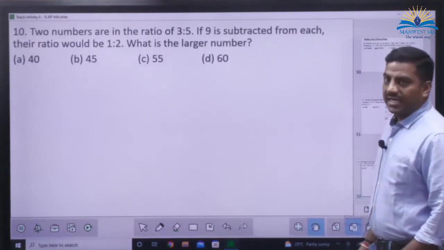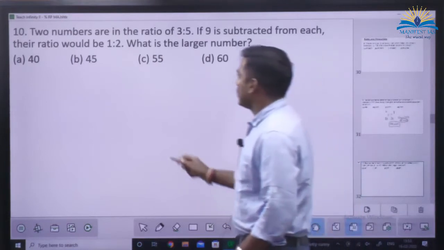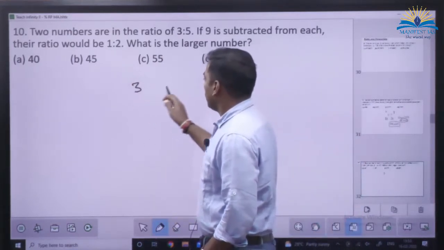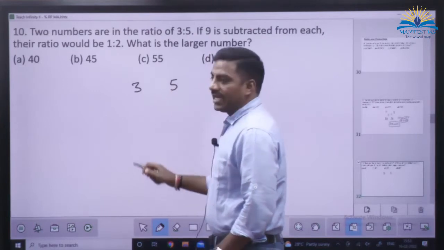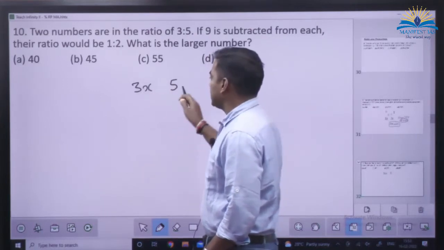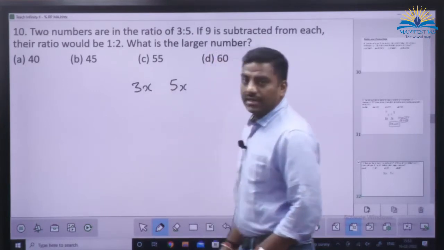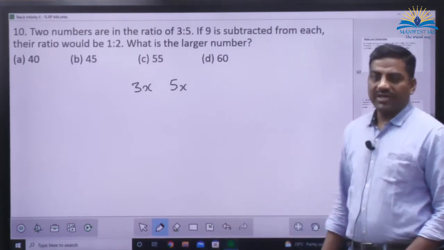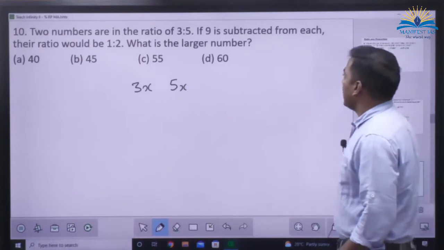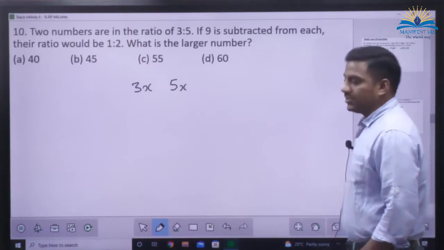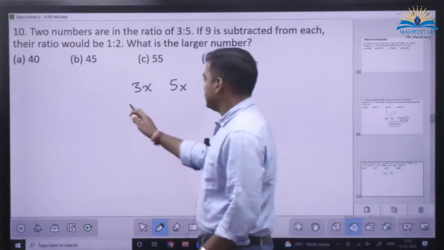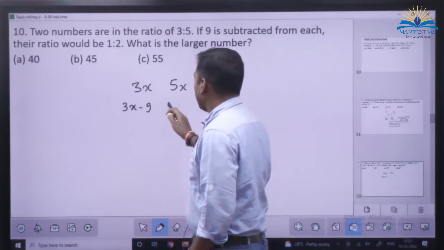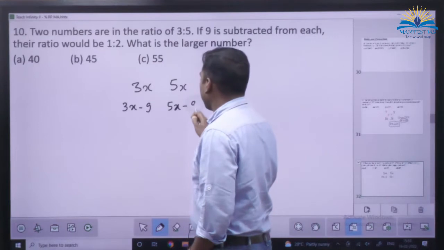Next. Two numbers are in the ratio 3:5. So can I take these numbers as 3x and 5x? Yes. If 9 is subtracted from each, then what would it become? 3x minus 9 and 5x minus 9.